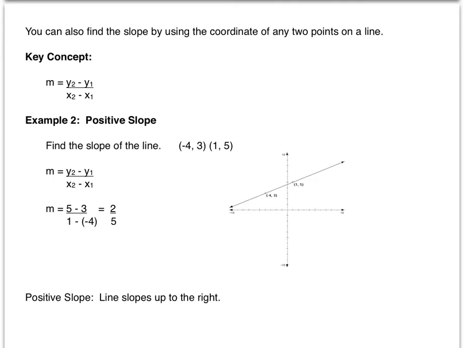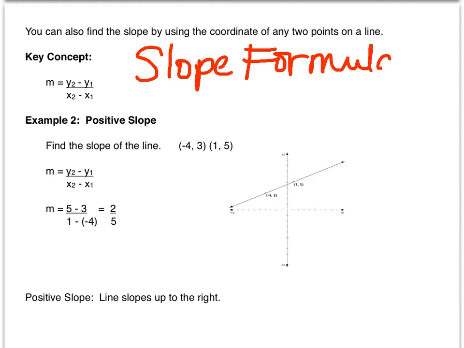Another way to find the slope is by using the coordinates of any 2 points on a line. To do this, we use the slope formula. The slope formula is m equals y sub 2 minus y sub 1 divided by x sub 2 minus x sub 1. In example 2, we will use the slope formula to find a positive slope.